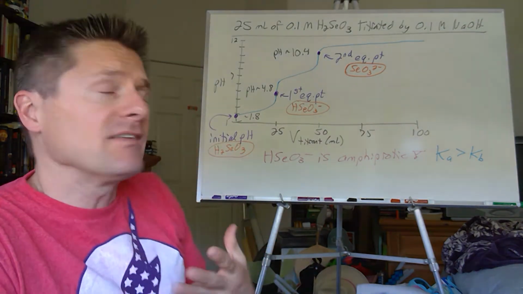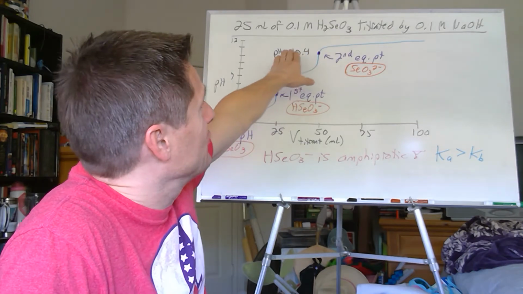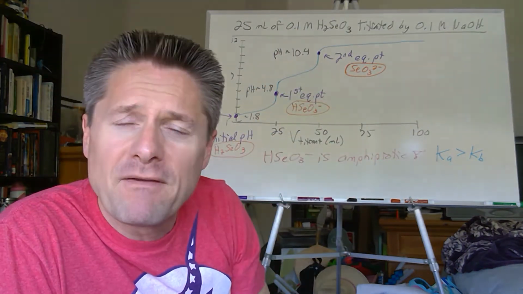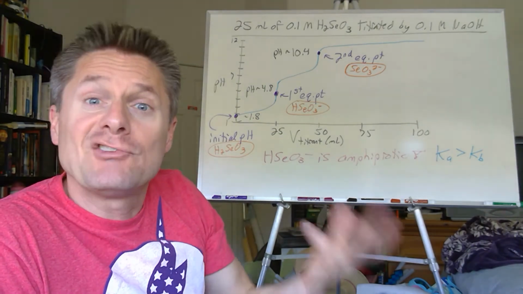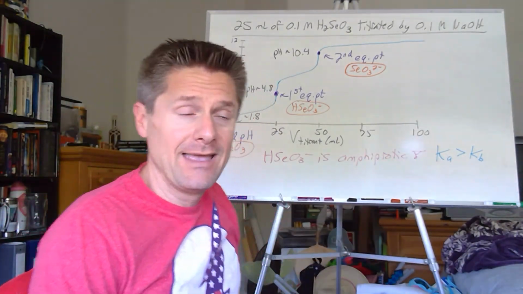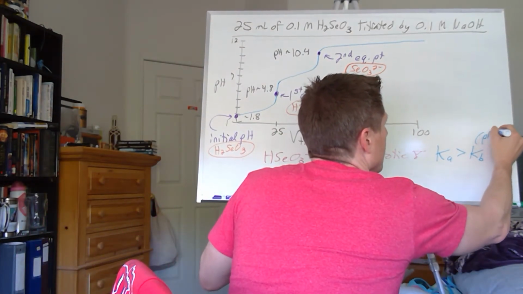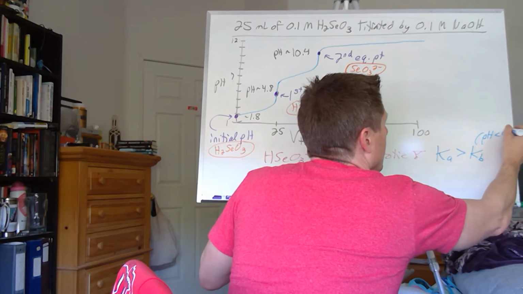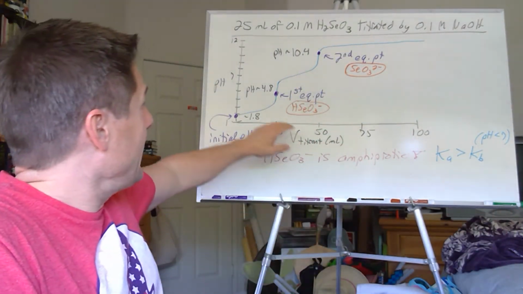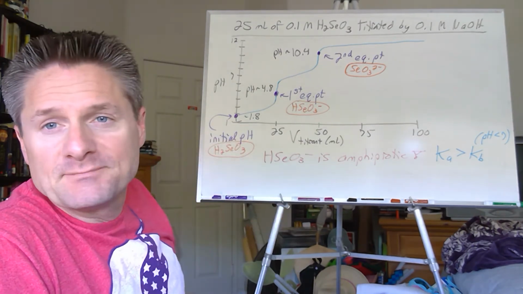What that tells us, if I have a solution of HSeO3 minus, and you can calculate the concentration, figure out the millimoles formed, 25 plus 25 divided by 50 milliliters, you'll get a concentration, set up an ice table for HSeO3 minus as an acid, because Ka is greater than Kb. So in this case, the first equivalence point should be at a pH lower than 7. And when I calculated it, I got about 4.8. Happened right at 25.